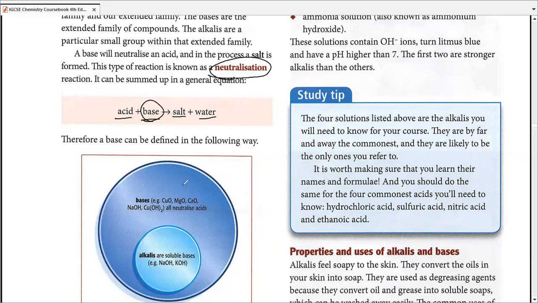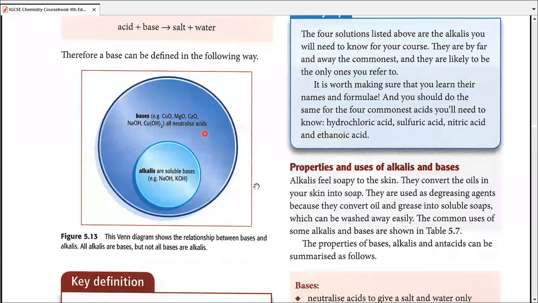Now, what is a base? A base is actually a bigger, broader term. As you can see, we are using a Venn diagram to explain what bases or alkalis are. Take a look. Bases are given in the larger circle. It can be anything that can neutralize an acid.